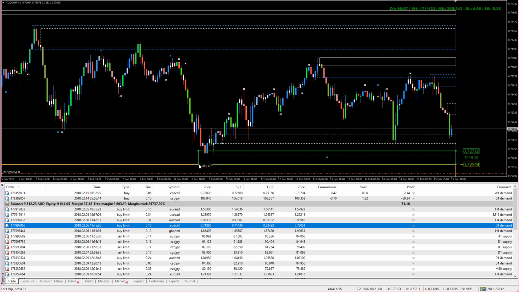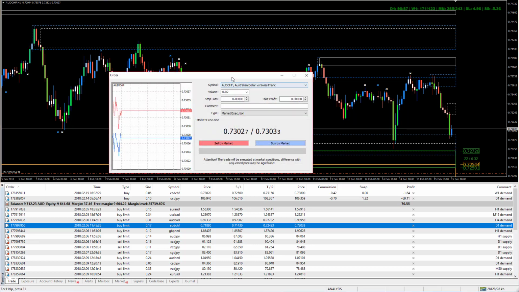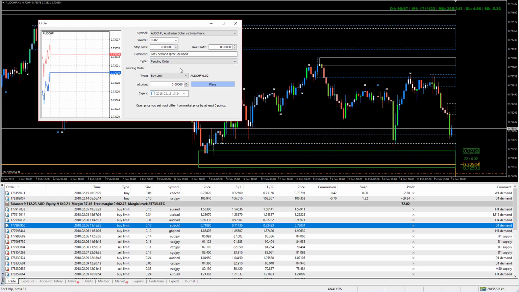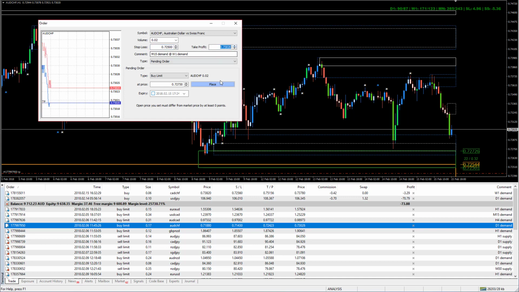We're going to move down a little bit, like that, give it some air. We'll put that in there. That's actually, excuse me, a 15-minute area at weekly demand. It's the pending order, buying at 72.73. The stop is at 72.50. Target is, we'll figure that out afterwards.